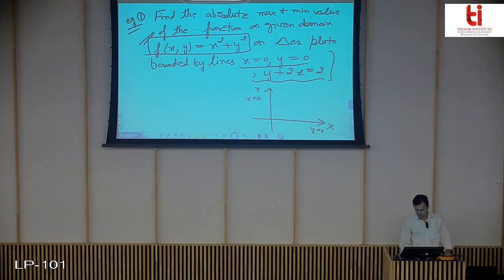At x = 0, y equals 2, and at y = 0, x equals 1. So this is the line, this one. So this is the region. This region, you must know, is in the xy plane. This is x = 0, y = 0, and this line is your y + 2x = 2.